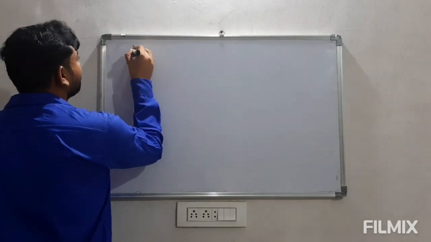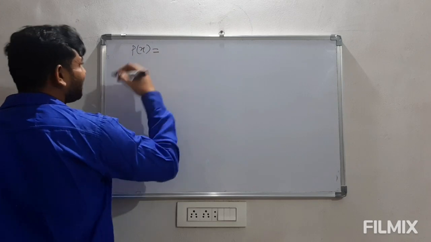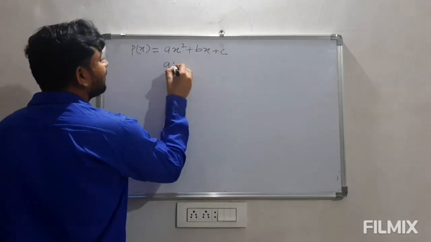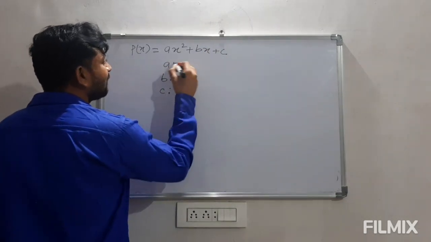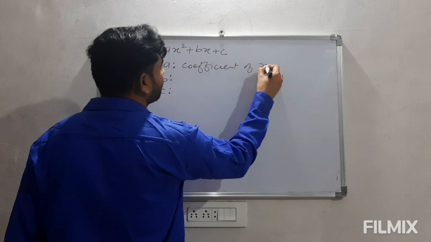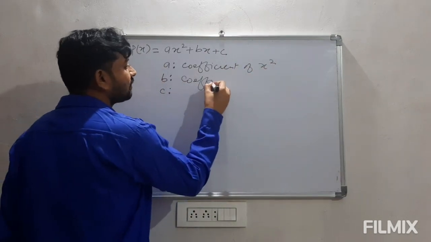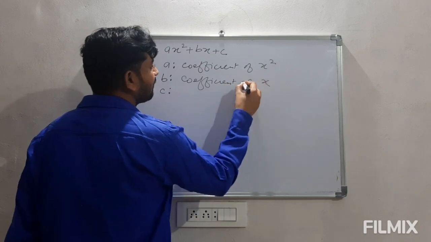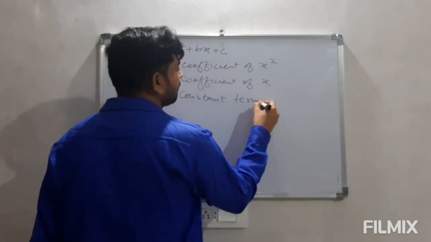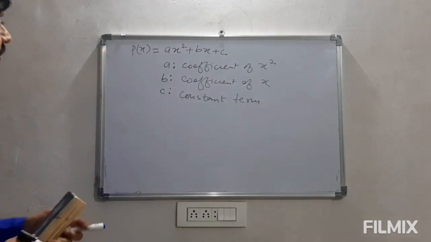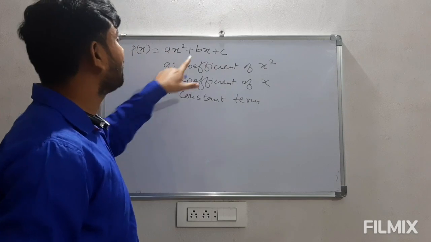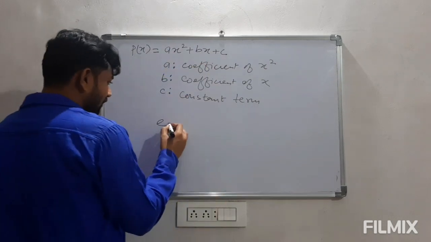So let us take a very simple example. Let us start with the general form only, ax square plus bx plus c. Here this is a, b and c, where a is the coefficient of x square, b is the coefficient of x and c is the constant term. Here it is really important to understand these three terms. The coefficient of x square is a, the number which is written with x square is a, it is b and it is c. Take one example.